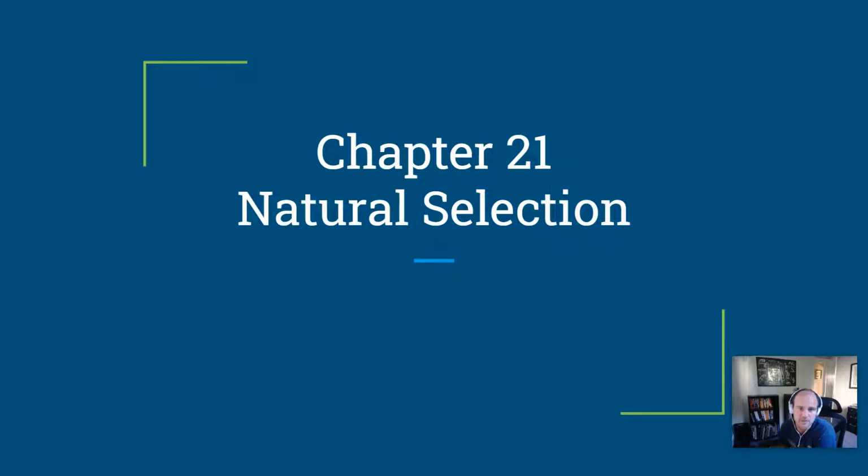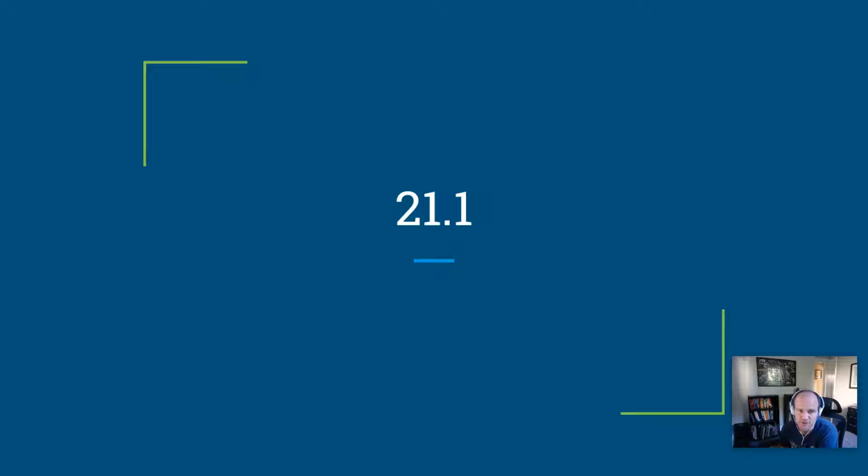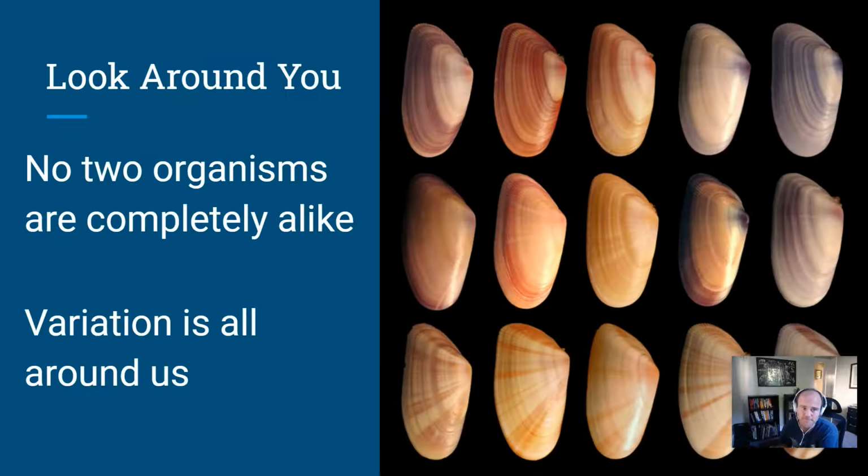Welcome, AP Bio, to Chapter 21, where we're talking about natural selection. So we're going to start off with 21.1.